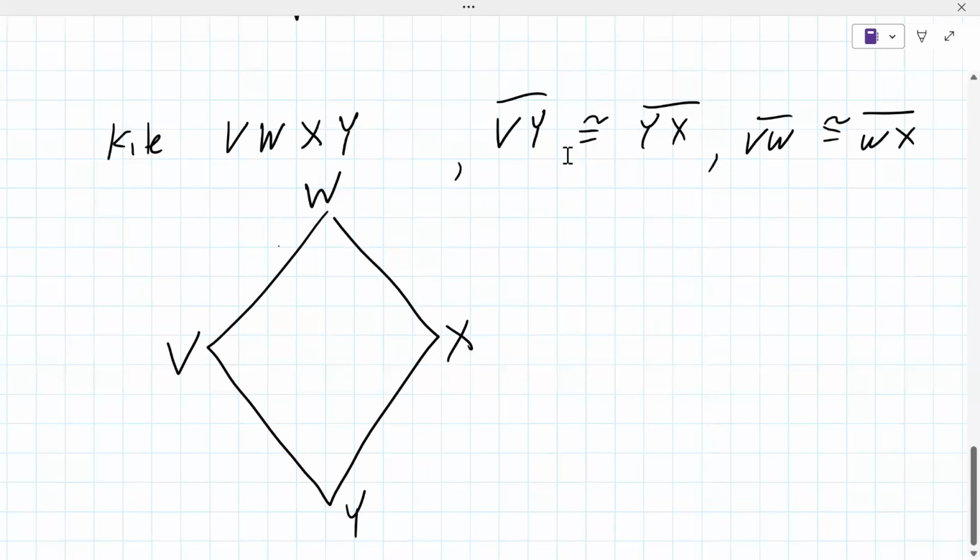So let's see if this worked. VY is congruent to YX. So these are congruent. And then VW is congruent to WX. So these are congruent. Is that okay for me? Yeah.